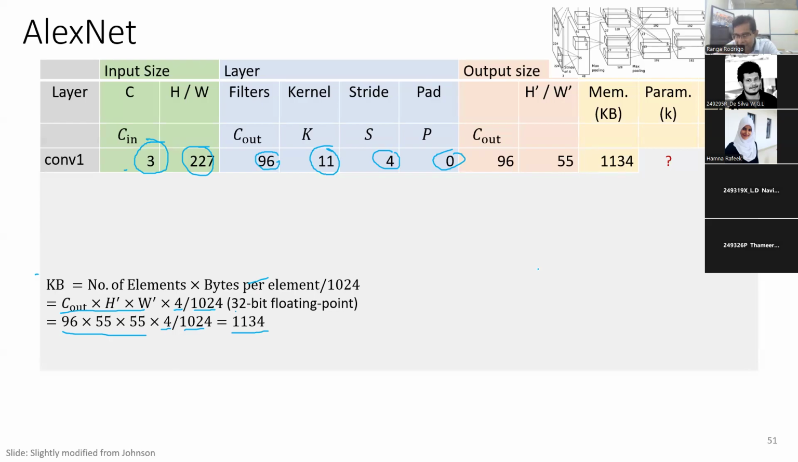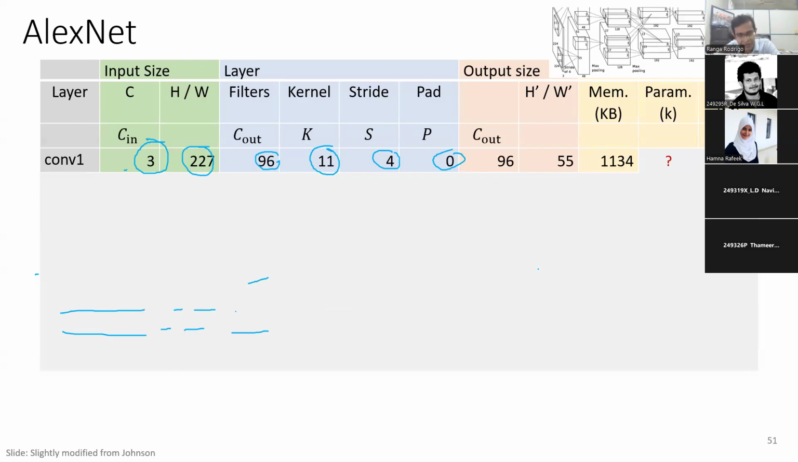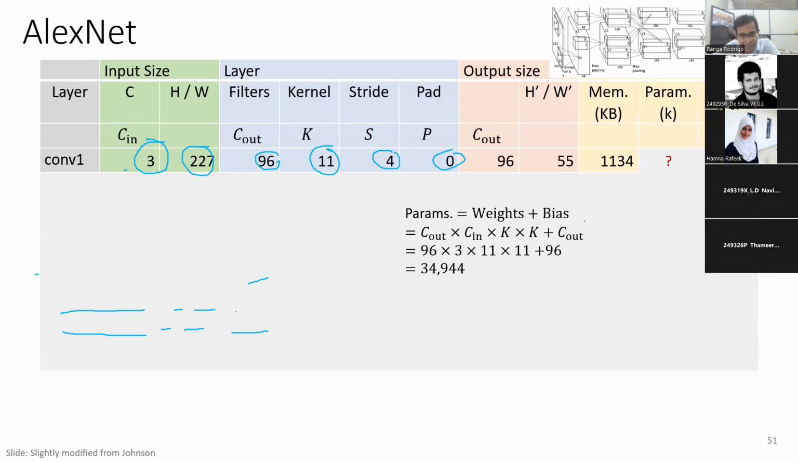How many parameters? We know that there are 96 kernels, 11 by 11 of them. And of course, the biases will be there. C out times C in times K by K. So this is the size of each kernel. There are 96 of them, and the bias. So approximately 35 K parameters.